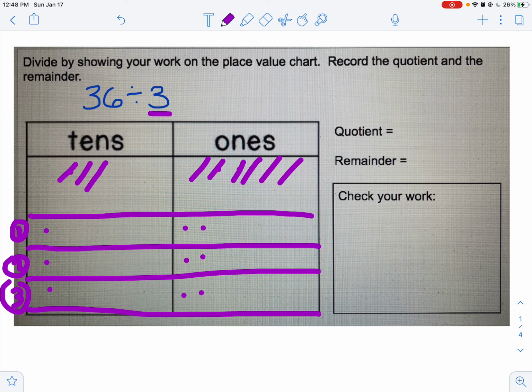Now I can find my quotient. Remember, my quotient is simply what's going to be in each row. So I have 1 10 and 2 1s in each row. And 1 10, 2 1s is 12. So my quotient is going to be 12. I have no remainders. All of my 10s got spread out and shared equally. All of my 1s got shared equally. So once again, my remainder is 0.